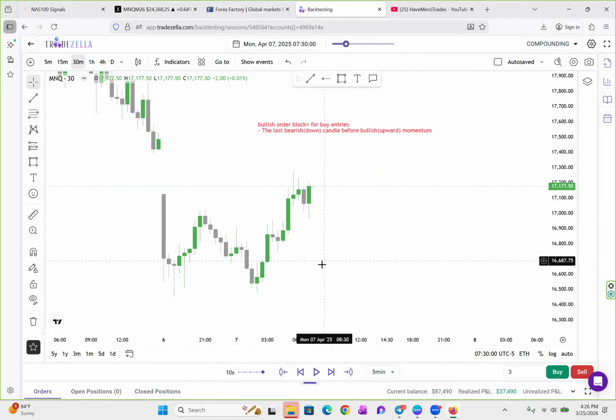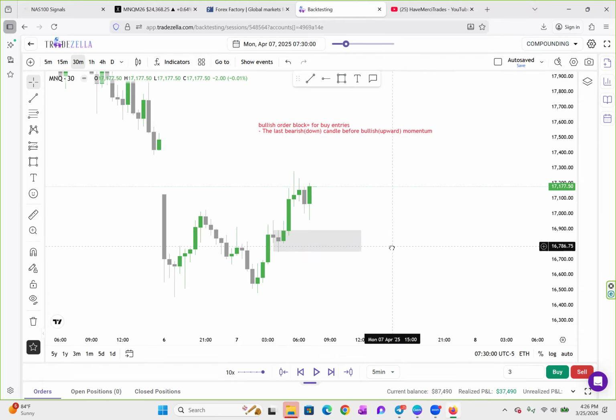So you look for the last bearish candle before bullish momentum. That's all over the chart, right? When you're actually in a trade, you want to go for what's most recent. In this case, this is the last bearish candle before bullish momentum. My sell candles are gray and my green candles are the buy candles. When I have a sell candle where the body's pretty tiny and so are the wicks, I'll just draw it from wick to wick. If the body was more full, I'd just do body to body.